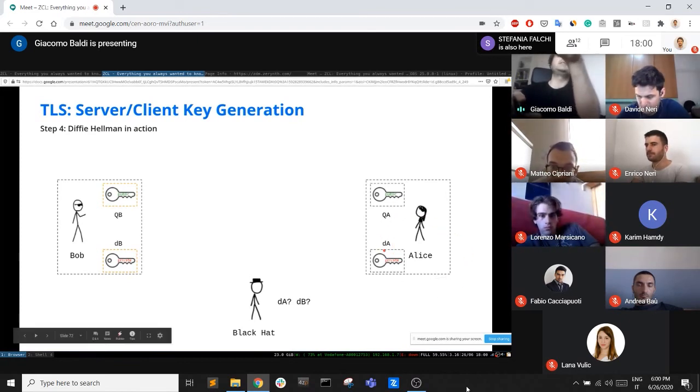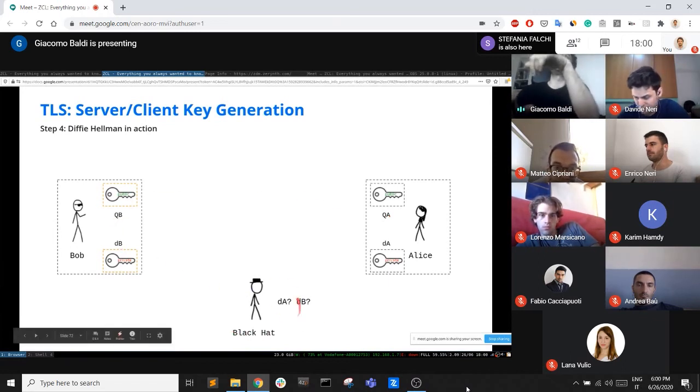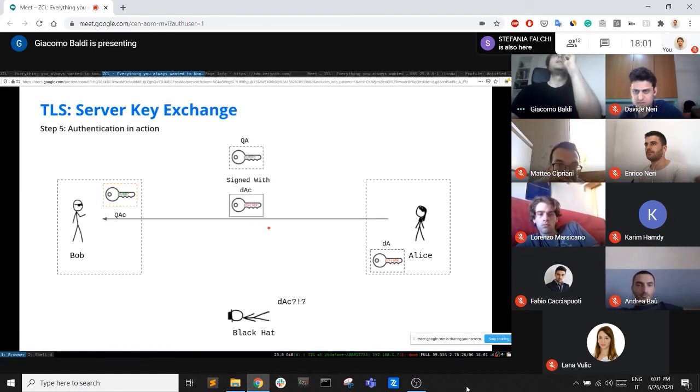I think that the notation is okay. DA is the private key of Alice, QA is the public key of Alice, and the same goes for Bob. Black Hat now doesn't know DA and doesn't know DB, because these happen in a safe environment in your PC. Okay, it's not sent. Still, there is no cryptography yet. Okay, only verification up to now, and we are at the 4th step. This is the authentication step in action. Okay, this is the most important step of all the TLS.